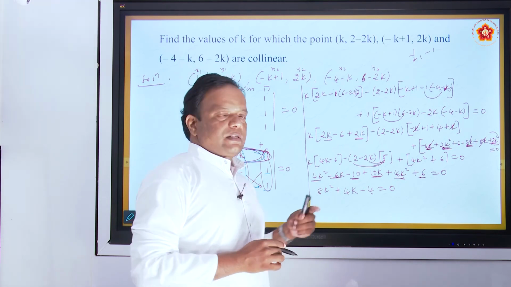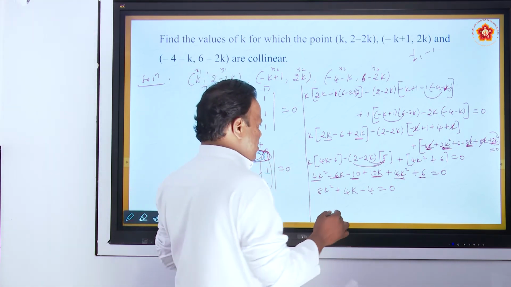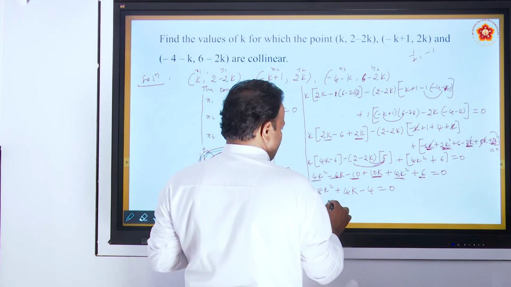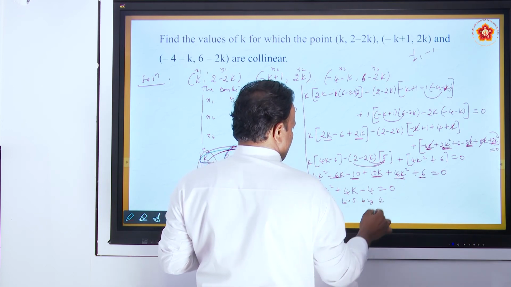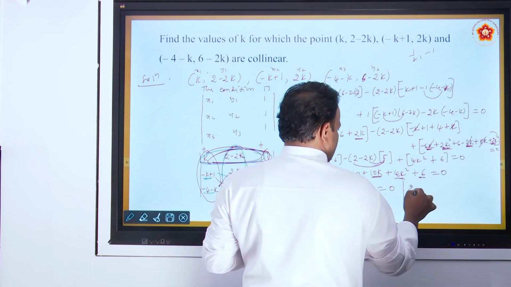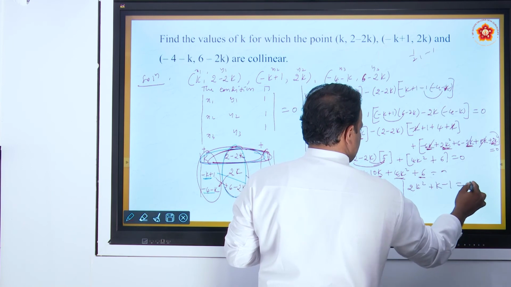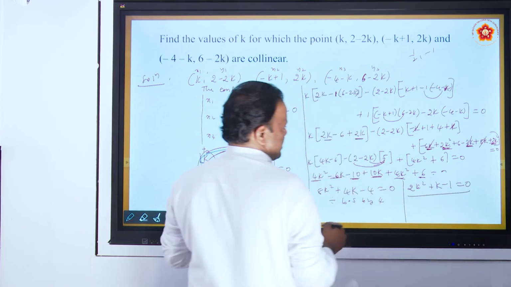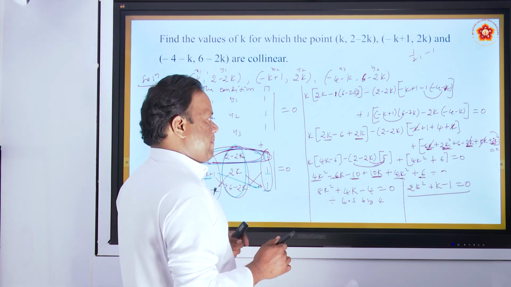Solve this equation by using Sridhar rule or by using direct factorization method. What is the common here? Here common is 4, dividing both sides by 4 or take common 4. What is remaining? The equation remaining, suppose you take 4 here, remaining 2k square plus k minus 1 equal to 0. This is the equation, okay? Solve that equation and find the value of k.